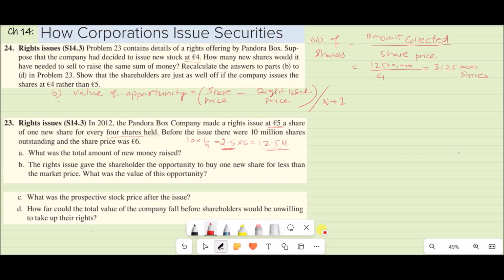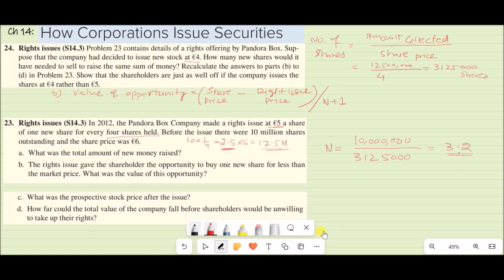So to calculate this n, we will use the old number of shares, which were 10 million, and we will divide it by the new shares we want to issue, that is 3.125 million. By dividing this, we will get 3.2. So one new share will be given to every 3.2 shares held.